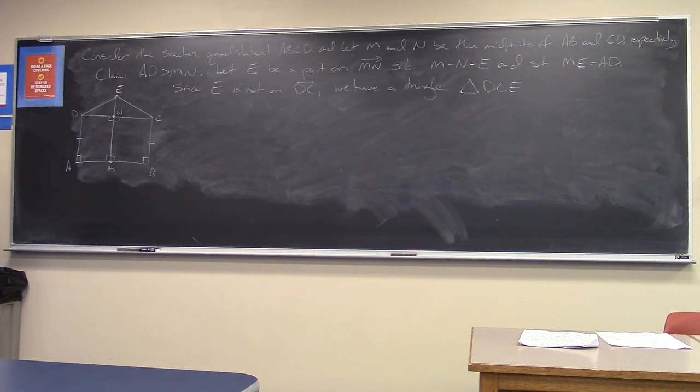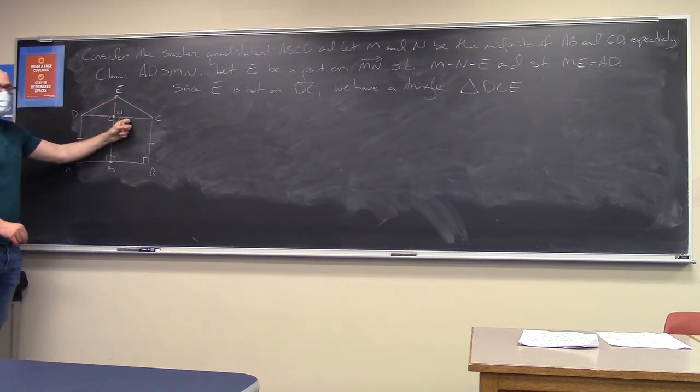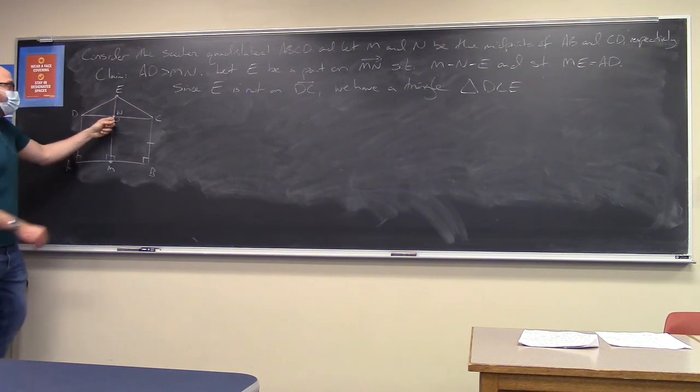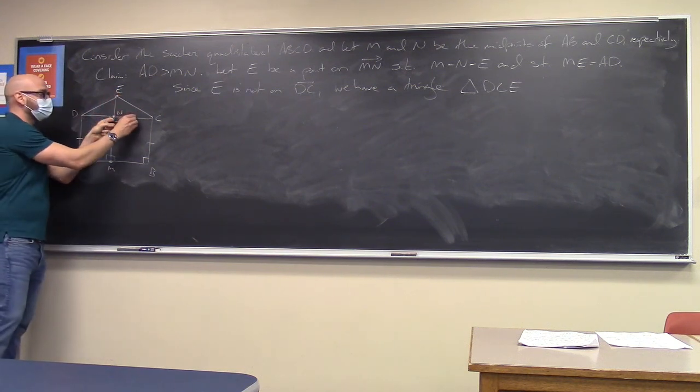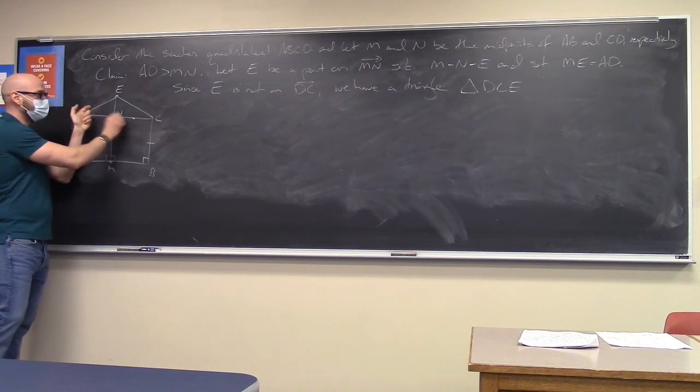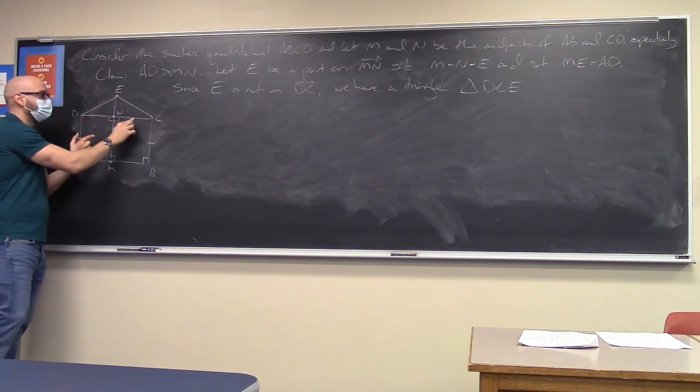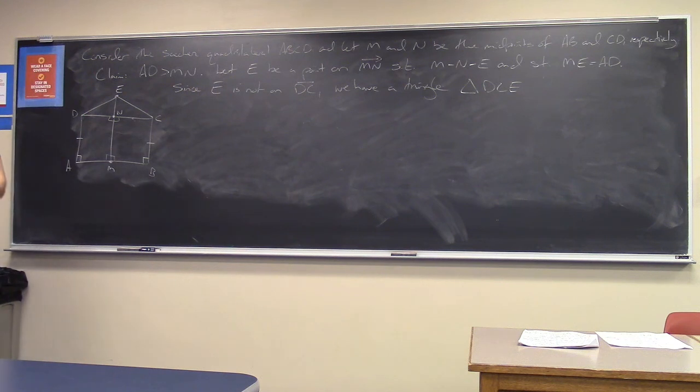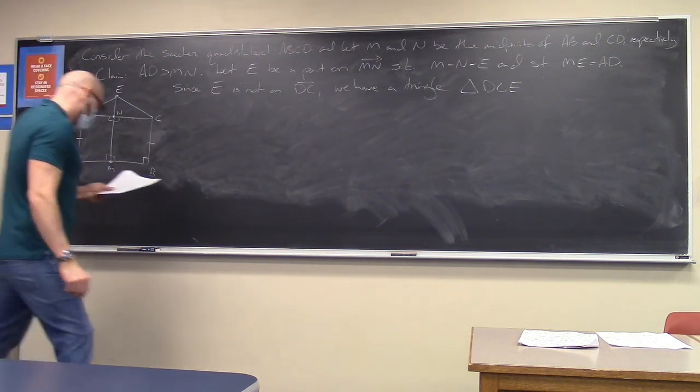Do you believe that? It's somewhat subtle. You have to really go back to all of our postulates. Why can't E be on DC? Well, because DC intersects this line at N. E is not N, meaning if E was on this line, we would have a line that intersects another line twice, and that can't happen. Every pair of lines intersects at most one point. Okay, so we have this triangle. We'll keep going.